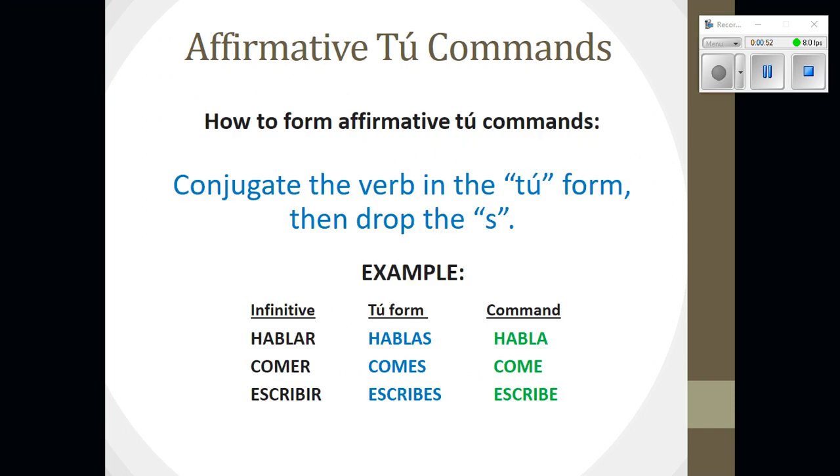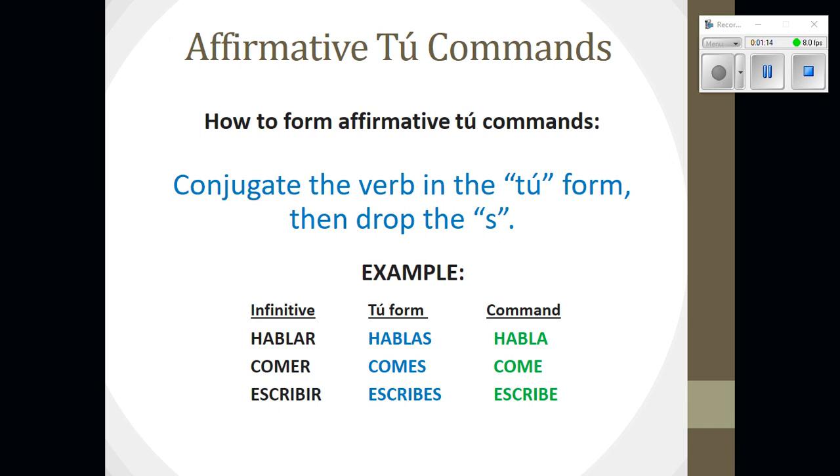All right, now how to form tú commands. You simply conjugate the verb in the tú form. It's called a tú command, so we're going to put it in the tú form. But then we will drop the S from the tú form. Okay, so let's look at an example of an AR, ER, and IR verb. We have hablar. The tú form would be hablas because we dropped the AR and added AS. And then to form the command, we simply drop the S.